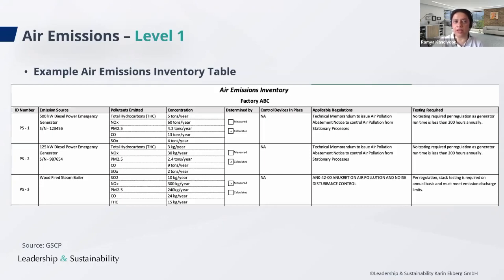In this inventory table here, you can see that you can summarize all of the emission sources that are there within the facility. How are you tracking it? What are the type of pollutants that are there? What is the concentration? How are you determining this pollutant type? Maybe there are certain tests that you are conducting based on the local regulations. What are the control devices that are in place? And also here is mentioned the applicable regulations and the testing that is required. This is a great way in which you would be able to summarize all of the emissions that are happening from the facility.